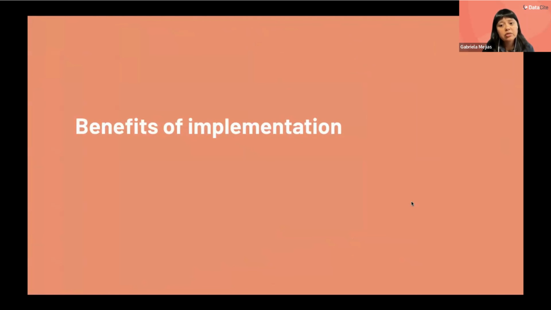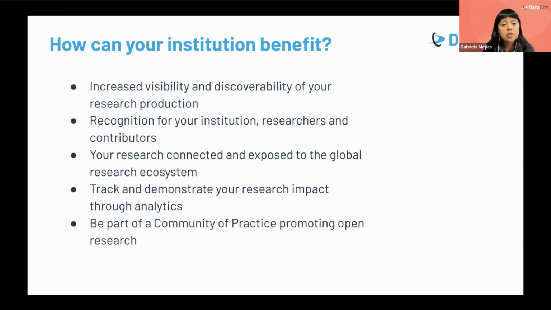And now I'm going to speak about the benefits of implementation. If your institution integrates DOI and metadata registration in your repositories or systems, you get increased visibility and discoverability of your institutional research production. You also enable more recognition, both for your institution, but also for your researchers and those at your institution who contribute to research. Your institutional production also gets both exposed and connected to the global research ecosystem, thanks to metadata and thanks to our open registry.